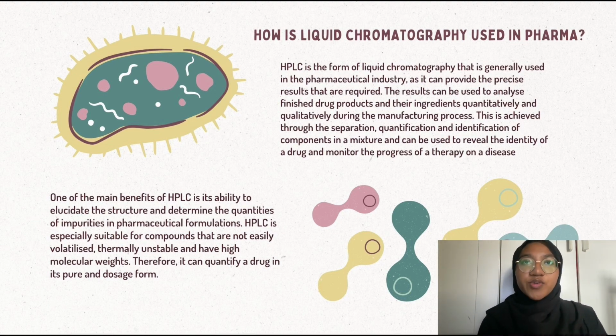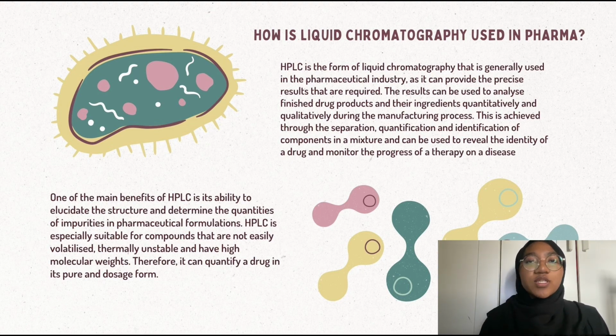So, how is liquid chromatography used in pharmaceutical? HPLC, or high-performance liquid chromatography, is the form of liquid chromatography generally used in the pharmaceutical industry, as it can provide the precise results that are required. The results can be used to analyze finished drug products and their ingredients quantitatively and qualitatively during the manufacturing process.